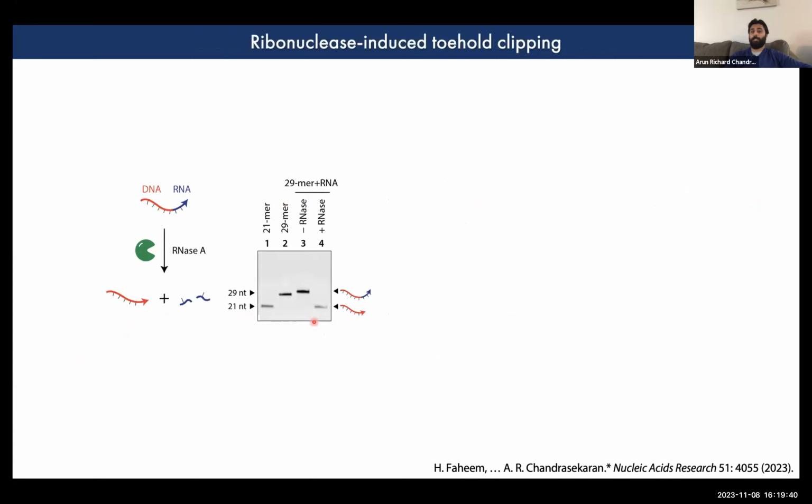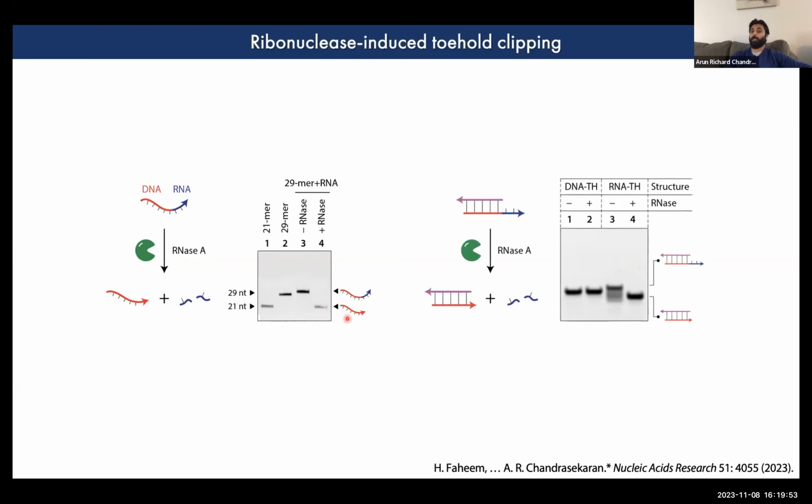Again, we tested this in a single strand first. You start with the 29-mer, where it's part DNA and part RNA. On the addition of RNase A, the toehold is digested and you're left with the 21 nucleotide DNA. And we confirm that this can also occur in duplexes. You start with a duplex with a single-stranded extension. On the addition of RNase A, the toehold is cleaved and you're left with the shorter duplex.